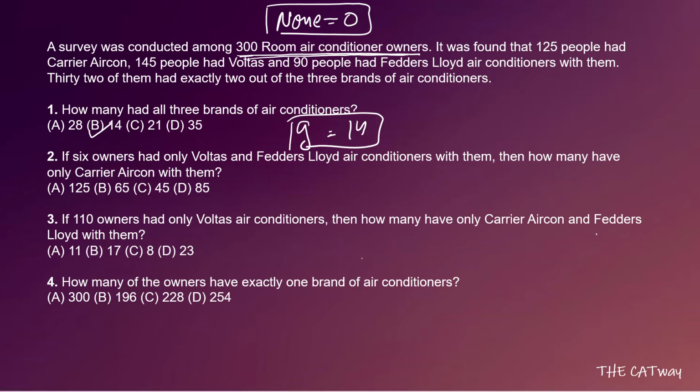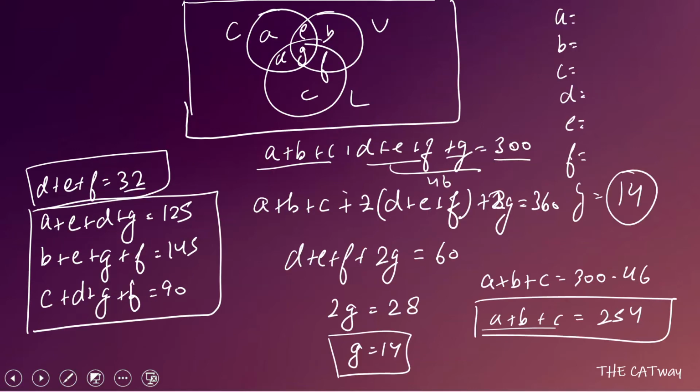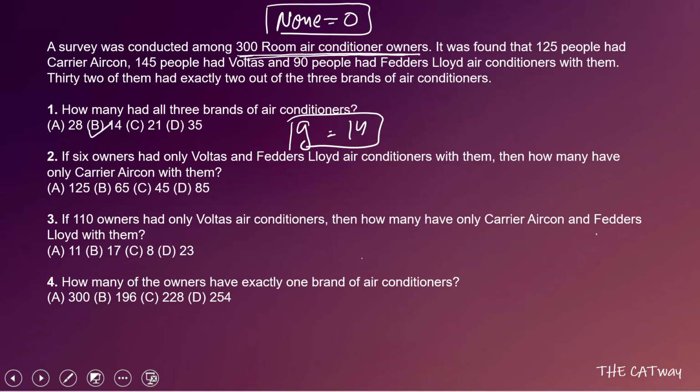Question number 2: if 6 owners had only Voltas and Lloyd. Only Voltas and Lloyd means G and F, but since it says only Voltas and Lloyd, we will not include G because G also has Carrier. So we have been given the value of F to be 6.